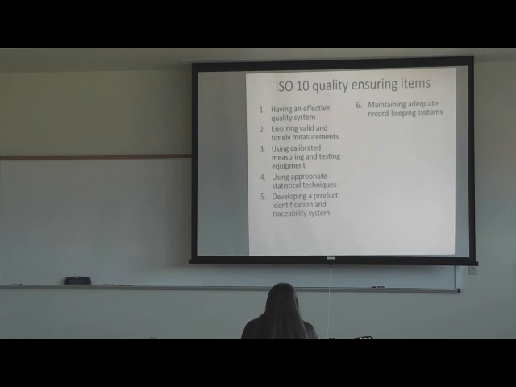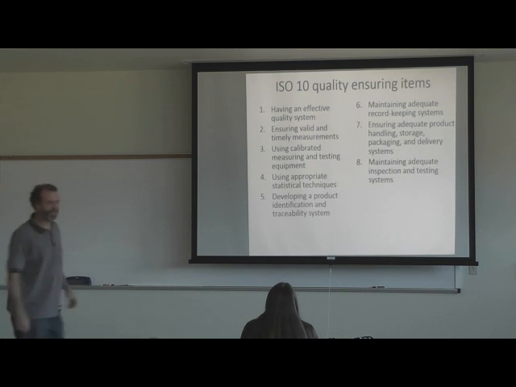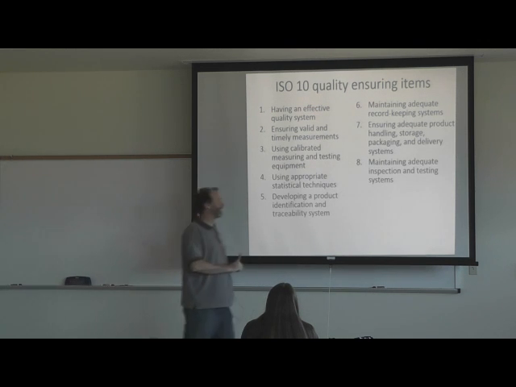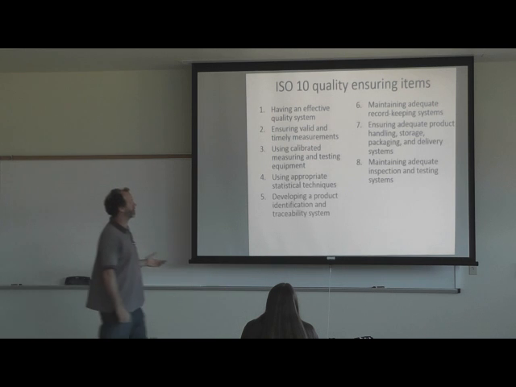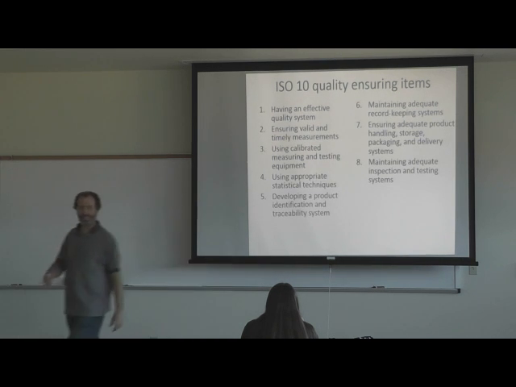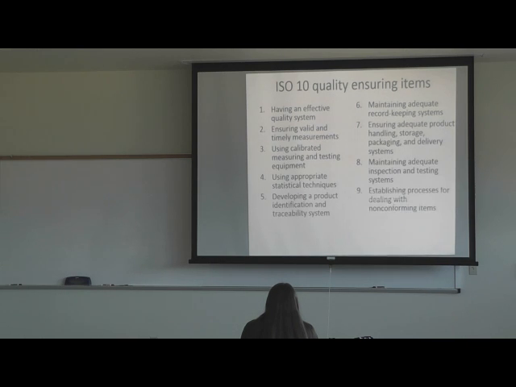Maintaining adequate record-keeping systems, and again, that goes to the traceability, right? Ensuring adequate product handling, storage, packaging, and delivery systems, right? Oh, these are all boring type things, right? Maintaining adequate inspection and testing systems, that kind of goes along with, I mean, a lot of these seem kind of redundant, don't they? Maybe that's why everybody hates this book. Establishing processes for dealing with non-conforming items. So that's one of the things you have to do for quality control.